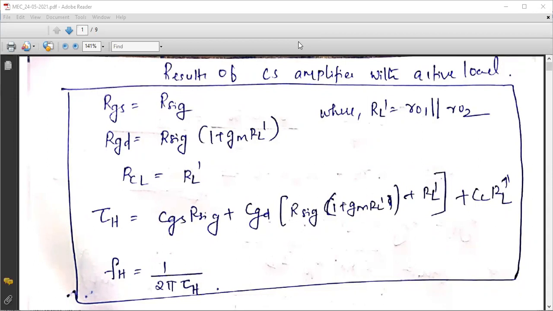In the last class, we were discussing the analysis of a common source amplifier with active load, and we have derived all these equations. Kindly revise it, and you need to remember this equation in order to find the cutoff frequency FH.